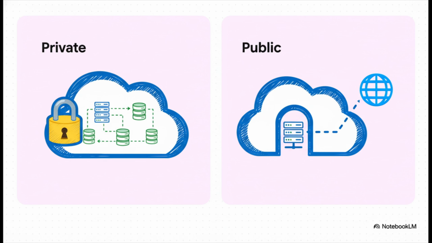Next up, private versus public. And this distinction, well, it's all about who you're talking to. Private IPs are for internal chatter. They connect your apps and databases securely inside your cloud network, completely hidden from the public internet. But the moment you need to talk to the whole world, like, say, hosting a website or an API, you absolutely need a public IP. That's your front door to the internet.